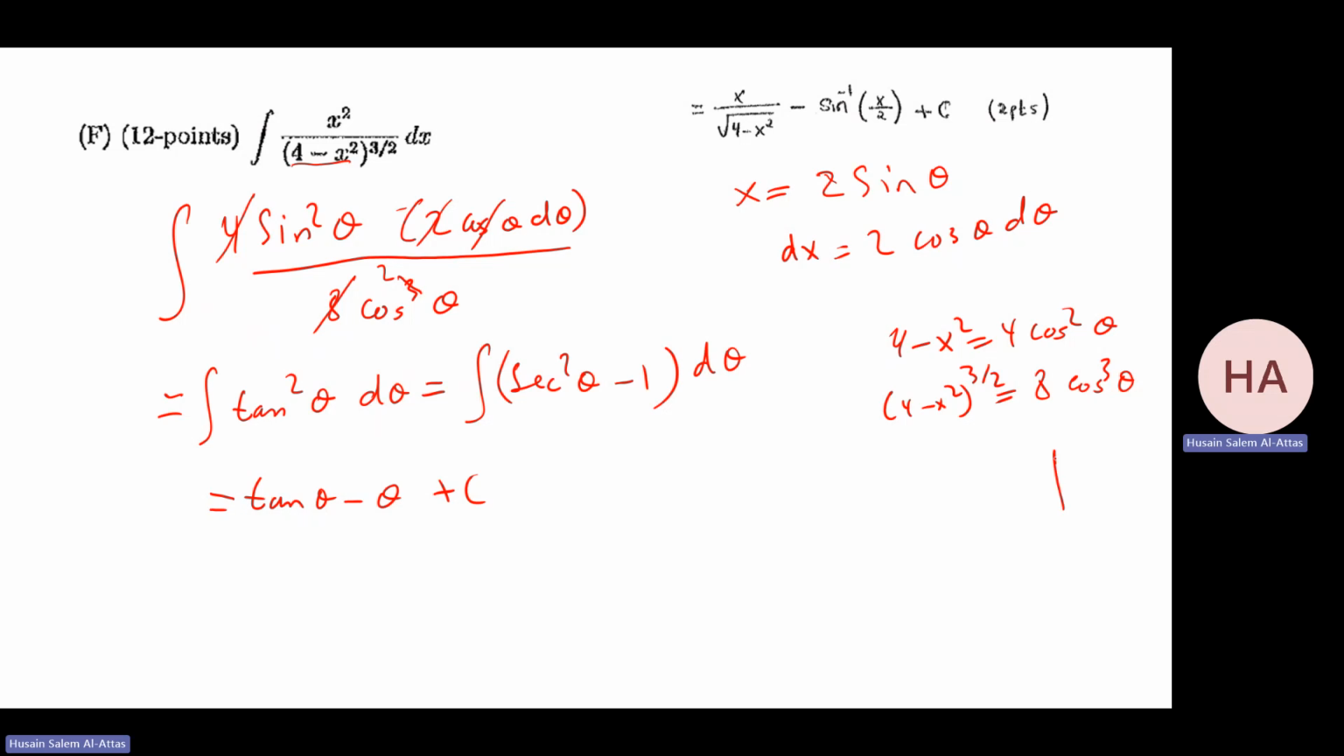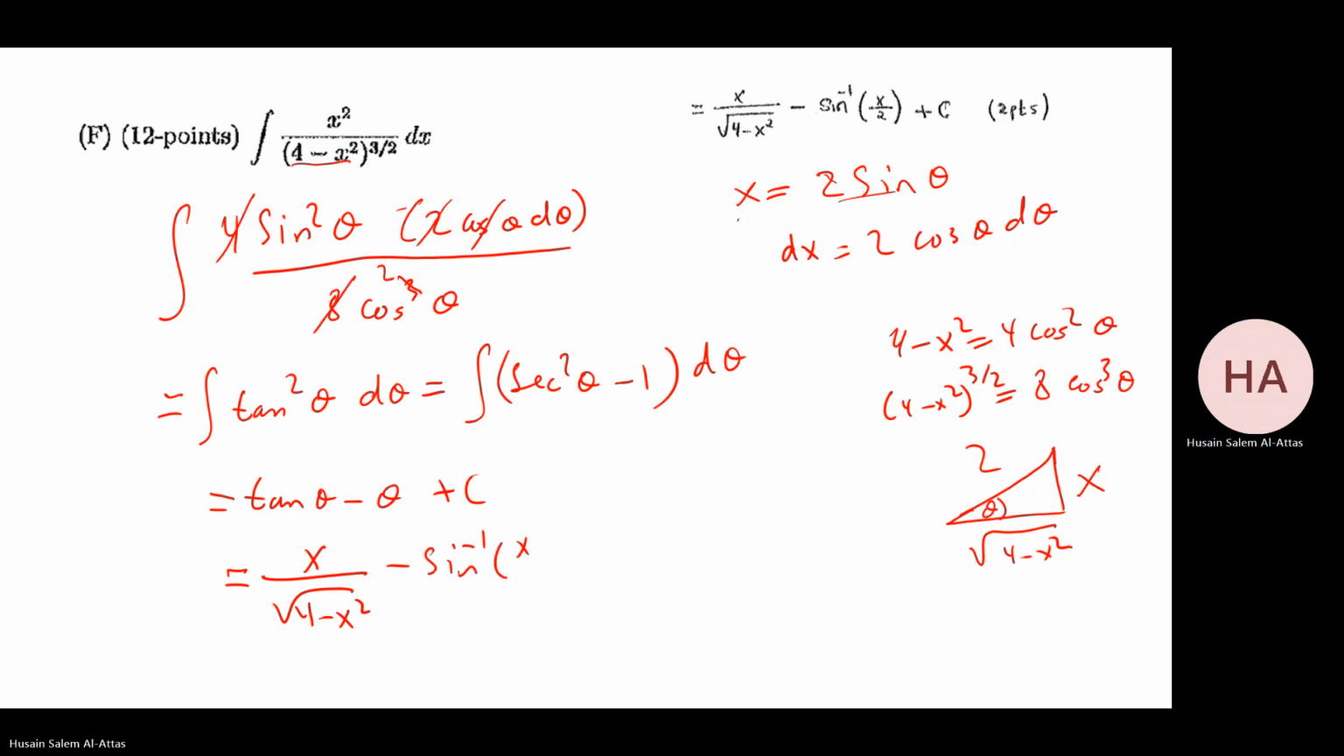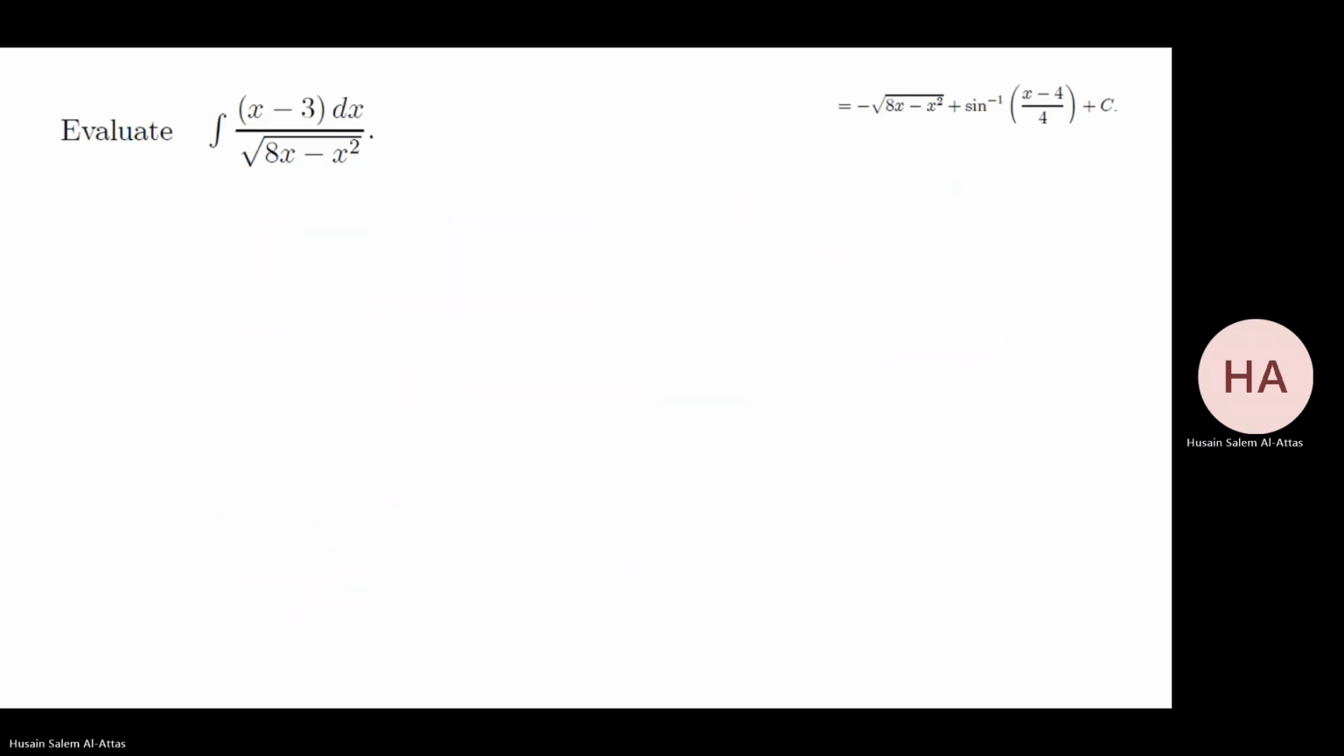Now, what is the triangle? This is my triangle. And this is x over 2. So we have x over 2. And this is root 4 minus x squared. What I need is tan, which is opposite over adjacent. And this is sine inverse x over 2 plus c. And that will be my answer.